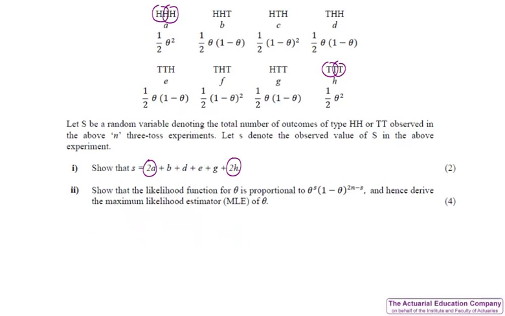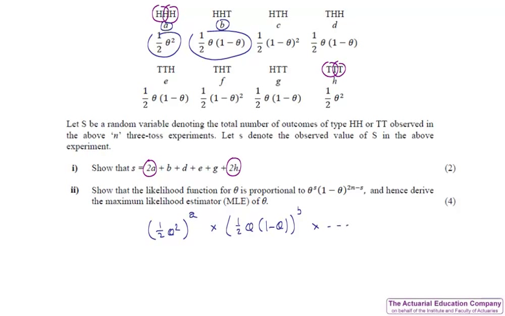For Part 2, we need to get the maximum likelihood estimate. That requires the likelihood, i.e. the probability of observing our sample. Well, we had A triple head results, and the probability of that occurring according to our model is a half of theta squared. And so, the probability is a half theta squared to the A. Similarly, we have B head-head-tail results, which have probability a half theta times 1 minus theta. So the probability of observing these is a half theta times 1 minus theta to the power of B, and so on. A little bit of work will show it is proportional to this result here.